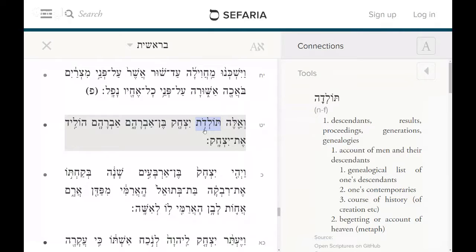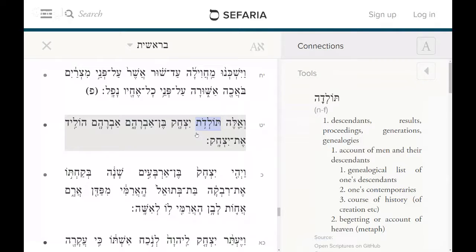So the things that proceed forth from someone, and so some people mistakenly understand this to be an ancestry, like a family tree of someone. So you might think, well, it says Ele Toldot Yitzchak. These are the Toldot of Yitzchak. We might think, oh, we're going to hear about Yitzchak's ancestry. No, not ancestry. More likely, it's going to be descendants, but not just the people, not just like a genealogical list of descendants. It's the stuff that they're known for. It's their legacy in the world.